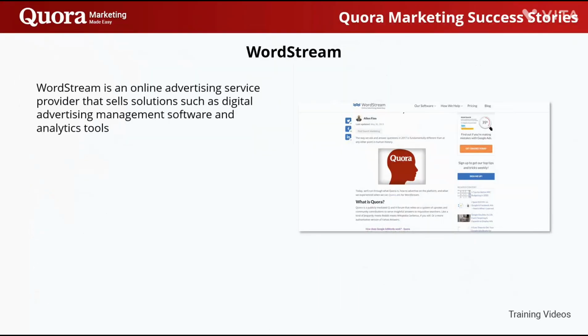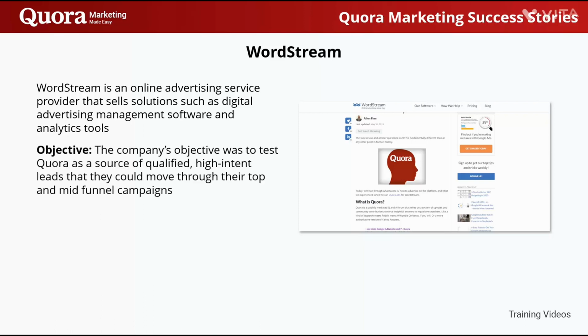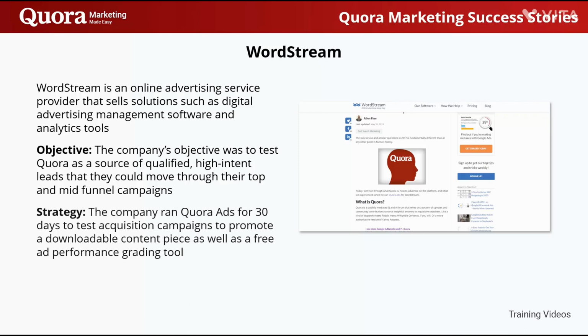WordStream. WordStream is an online advertising service provider that sells solutions such as digital advertising management software and analytics tools. Objective: the company's objective was to test Quora as a source of qualified, high-intent leads that they could move through their top and mid-funnel campaigns. Strategy: the company ran Quora ads for 30 days to test acquisition campaigns, to promote a downloadable content piece as well as a free ad performance grading tool.